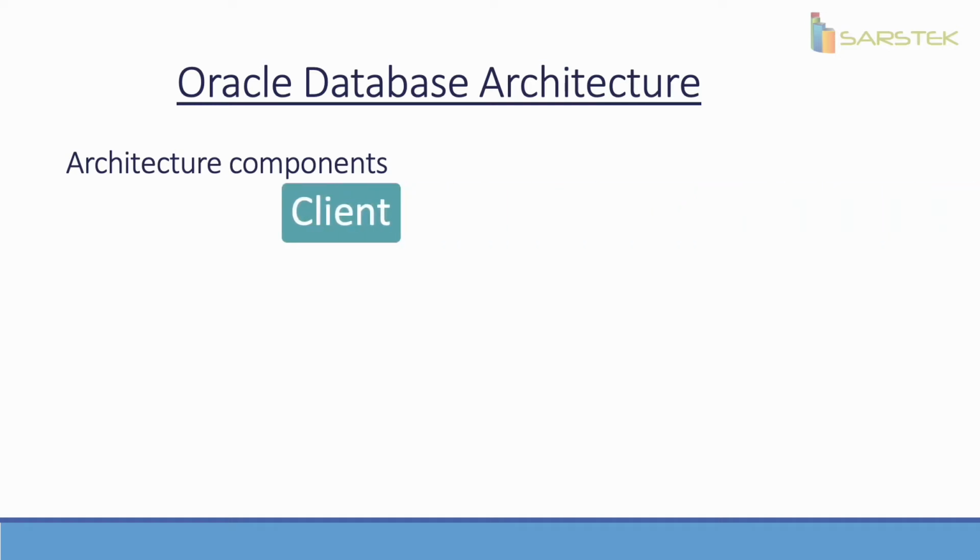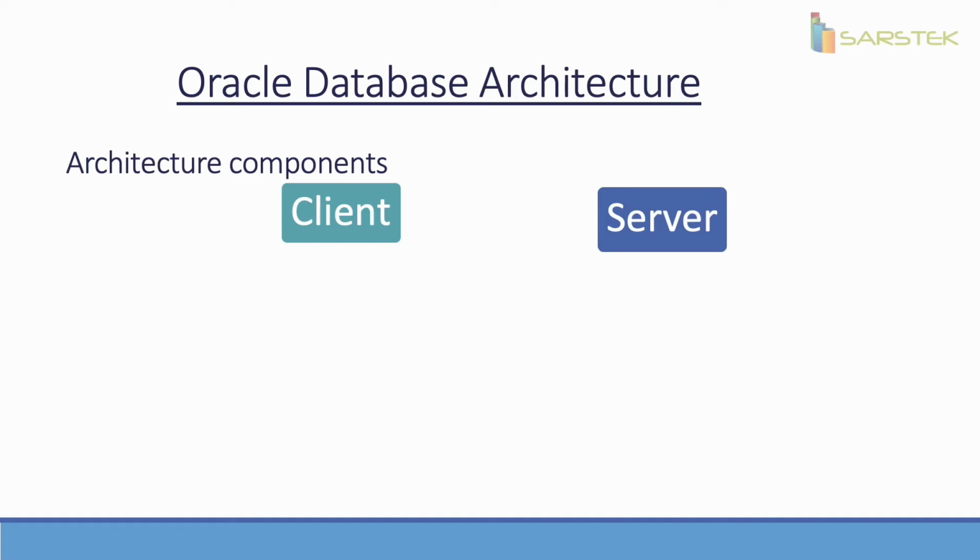So the first component is the client. So what is a client? A client is basically a different node on the network. If the Oracle database is installed over the network, then definitely the Oracle will be installed on a particular server. And with that server there will be so many clients connected, and from those clients all those users will be sending connection requests and query requests, and the server will be returning the results based on the request by the client.